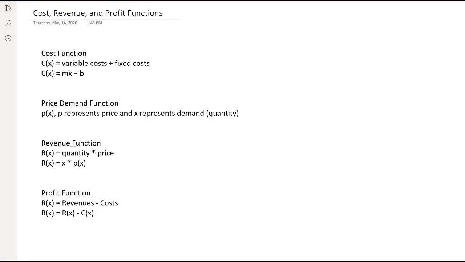Alrighty, y'all. In this video, we're going to go over cost, revenue, and profit functions. These functions are going to be pretty prevalent for the rest of the semester, so I want us to take a good bit of time and make sure we are comfortable with these functions. Alright, so a cost function.